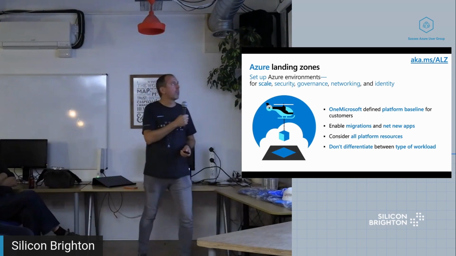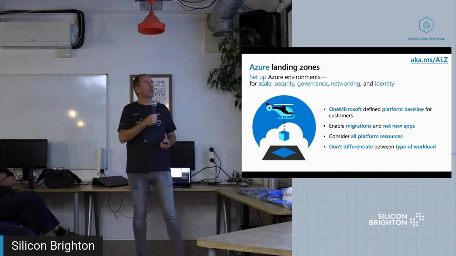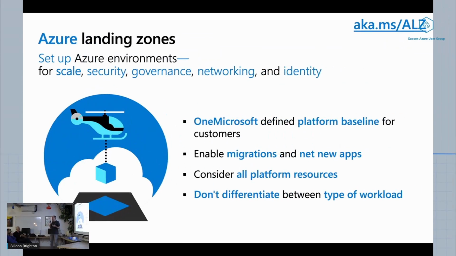Okay, so setting up Azure Landing Zones: scale, security, networking, these are all those kinds of things. If we go from that analogy, if we're looking at the water, the utilities, the gas, etc., we look at things like security, governance, networking, identity.